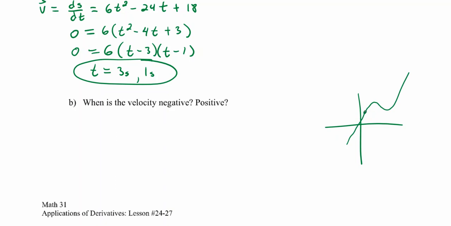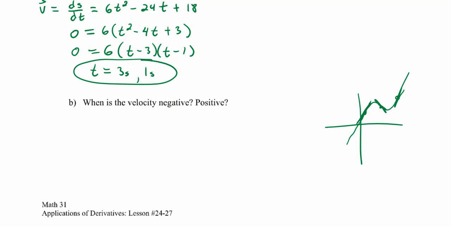Isn't this really saying areas of increase and areas of decrease? Like when is the derivative, when is the slope of the tangent positive, and when is the slope of the tangent negative? When is it positive and when is it negative? That's really what's being asked here.